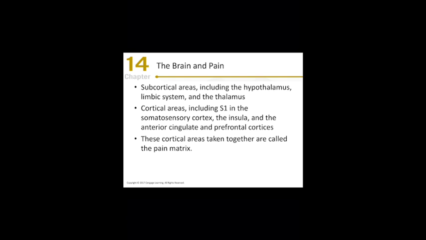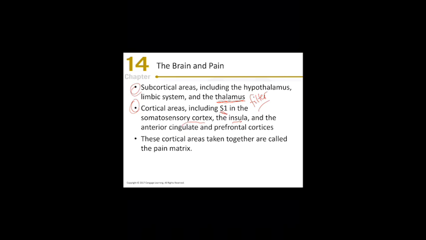Now, the pain matrix, this is all the areas in the brain that correspond to some pathway of pain. So we have subcortical areas that are in this matrix, for example, the hypothalamus, the limbic system, and the thalamus. And remember, we talked about the thalamus being very important in terms of being a filter for a lot of different things, right? So it is involved in the pain process as well. We also have cortical areas that are part of the brain pain matrix, which is S1 and the somatosensory cortex, that receiving area, the insula, and the anterior cingulate in the prefrontal cortices.